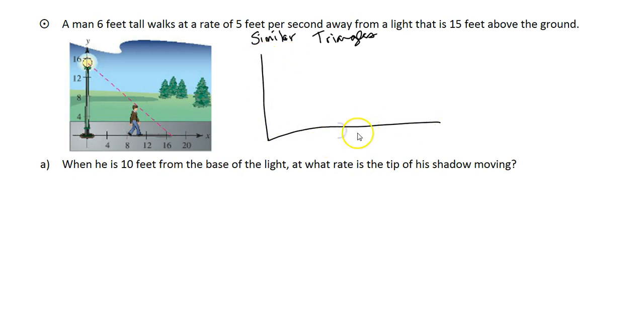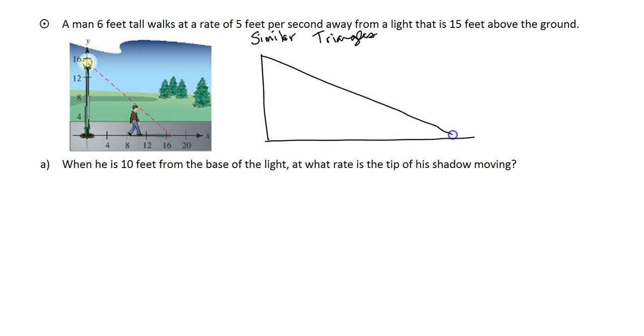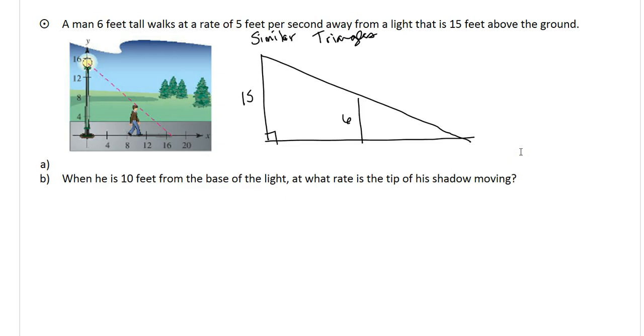Just coming over here and redrawing our triangle, or triangles, I should say. We have that this man is 6 feet tall. This is 15 feet. And we know a little bit more information, or at least we will find some in a second. So part A asked us, when he is 10 feet from the base of the light, at what rate is the tip of his shadow moving?